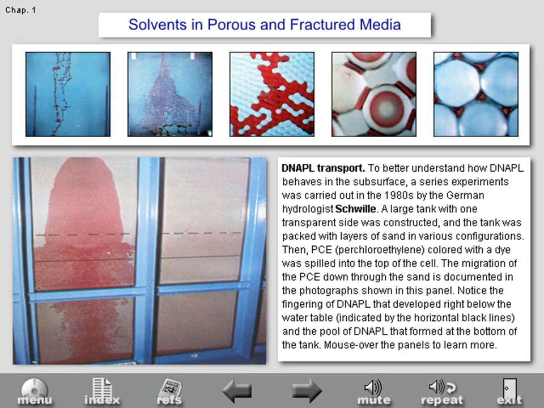When NAPLs occur in the ground, they move in peculiar ways. These images are from a classic set of experiments done by the German hydrologist Schwille. They show a NAPL containing a fluorescent dye sinking down through a tank that is designed to simulate a cross-section of an aquifer.